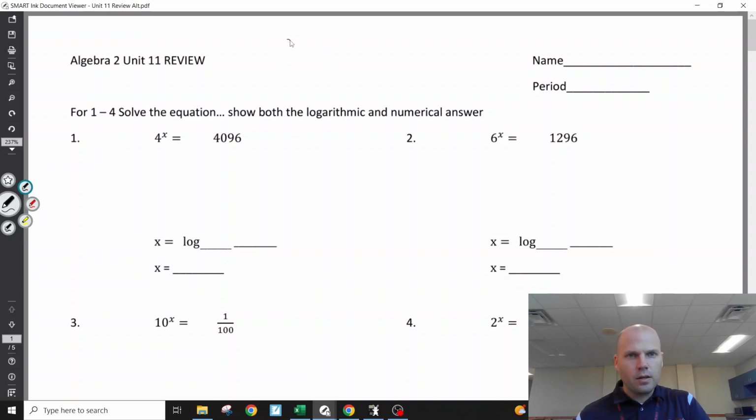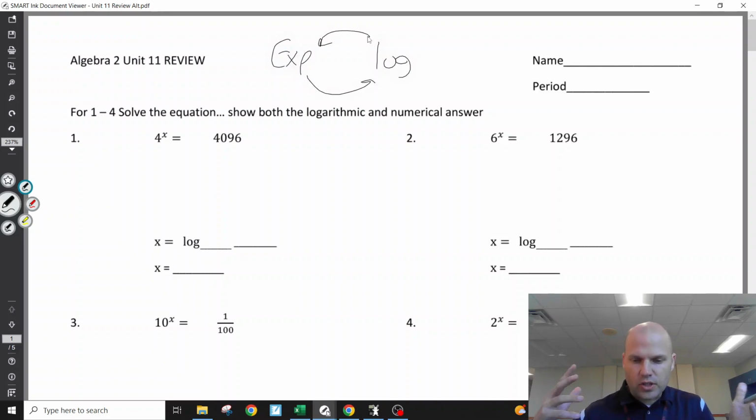This is when we discovered that to undo an exponent, you use a log. To undo a log, you use an exponent. They're inverses of each other, similar to a square root undoing a square, or a square undoing a square root.